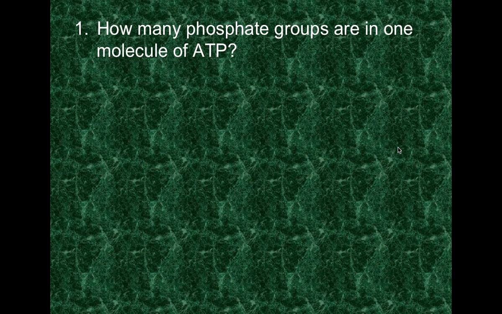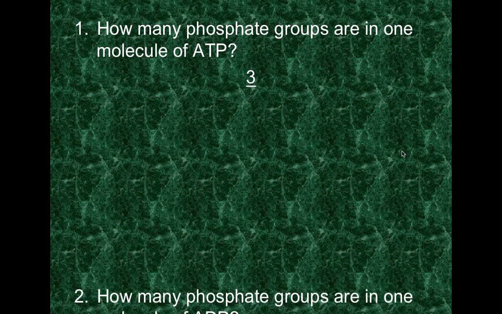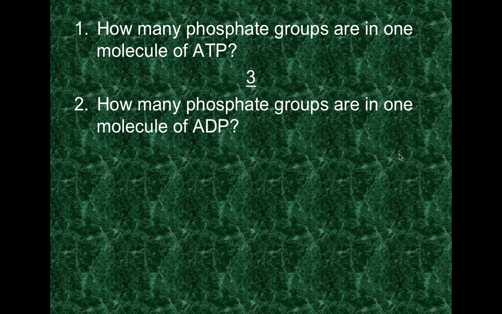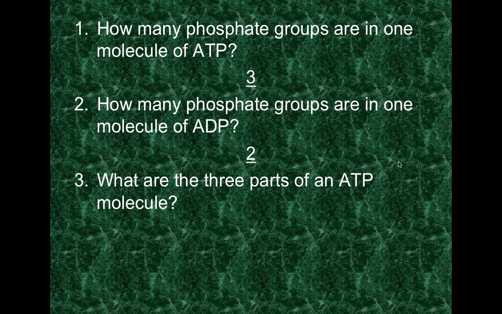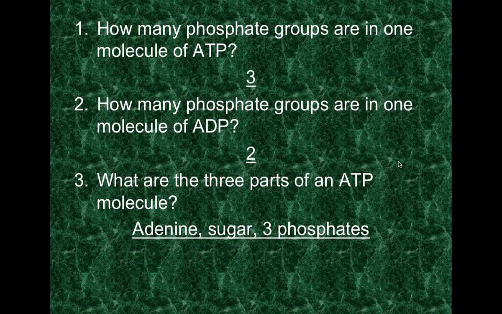So let's answer the questions at the bottom. How many phosphate groups are in 1 molecule of ATP? We have 3 of them. How many phosphate groups are in 1 molecule of ADP? ADP is 2. What are the 3 parts of an ATP molecule? Now, we didn't go into this as in depth, but it is an adenine, and that's the same adenine that you find in DNA, a sugar, and then 3 phosphates.